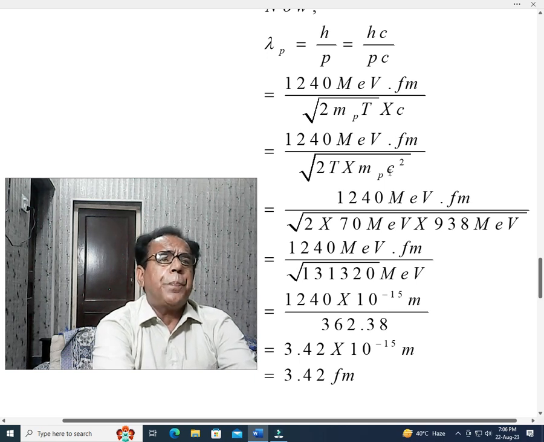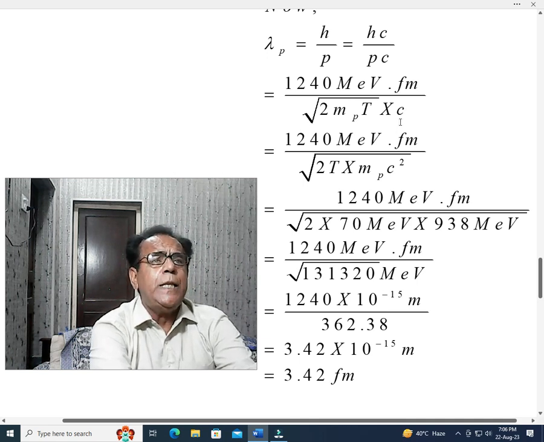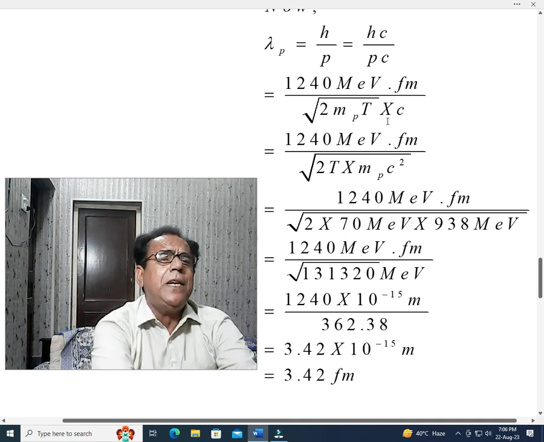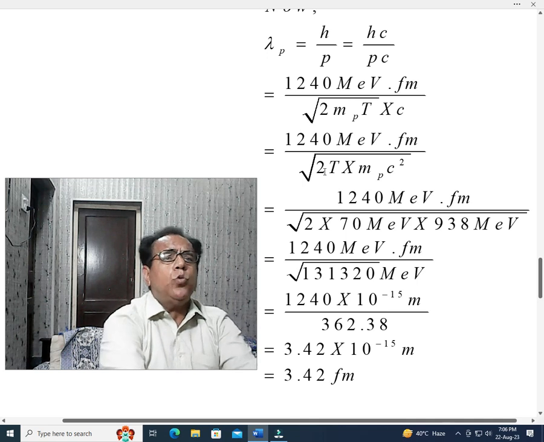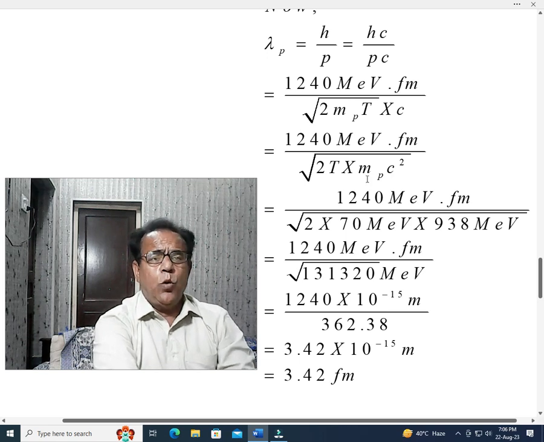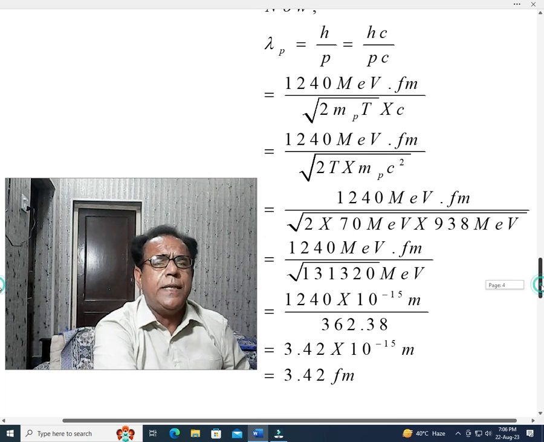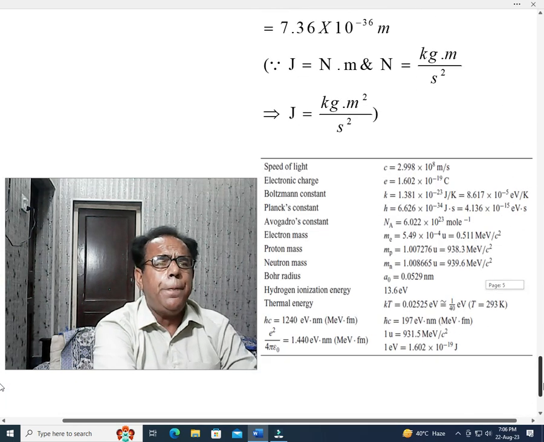Now dear students, this c can be written as the square root of c square. So if we insert this c inside the square root sign, it will enter as c square. So it will become 2T into mpc square. Now the value of this mpc square is given in the table which we have shown at the end of this problem.